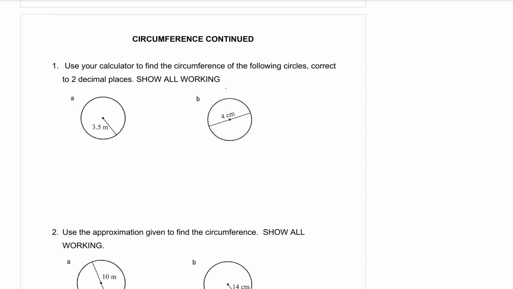It says, use your calculator to find the circumference of the following circles corrected to 2 decimal places today. Show all working. Okay, so that's the 3 lines of working. So the first thing you need to do, remember that there's 2 formulas for circumference. One of them has a radius and one of them has a diameter. So we look at the question and we have a look at what we've been given. In the first one, I'm given this length here from the center to the edge, which is a radius. So I want to use the formula C equals 2 pi r because that formula has a radius in it.